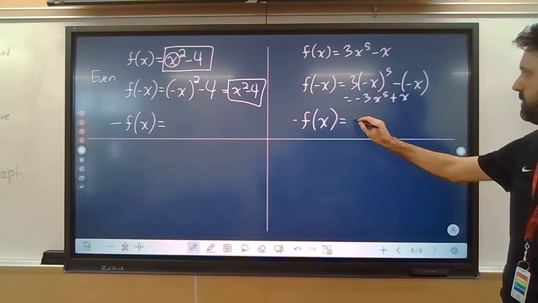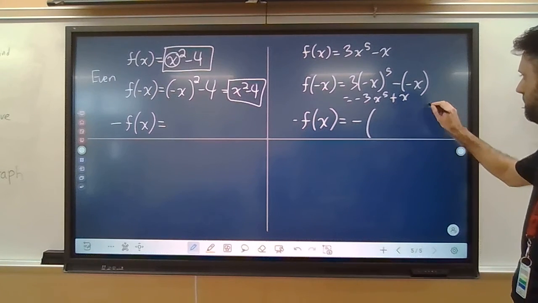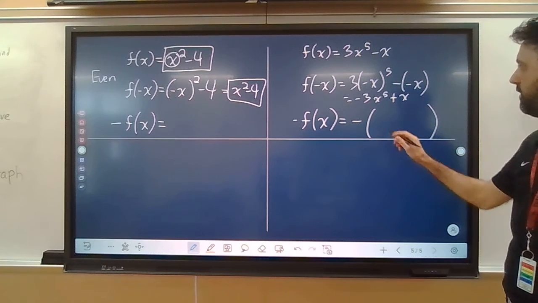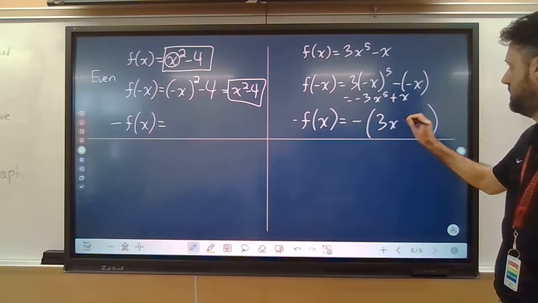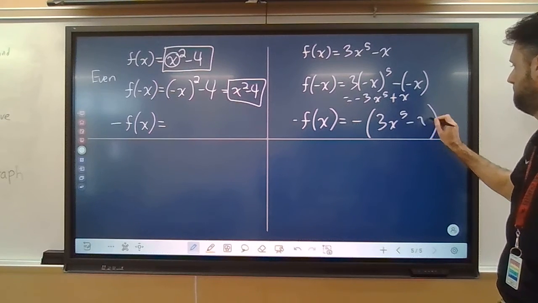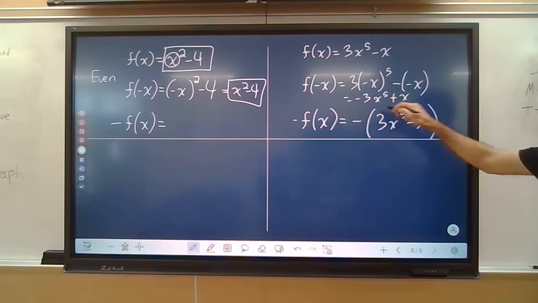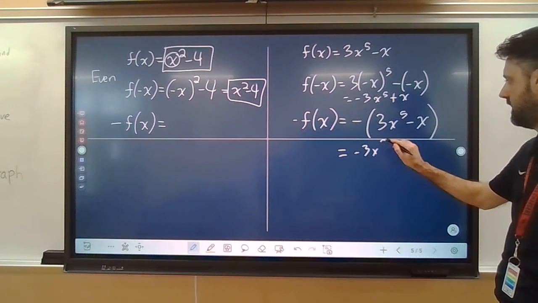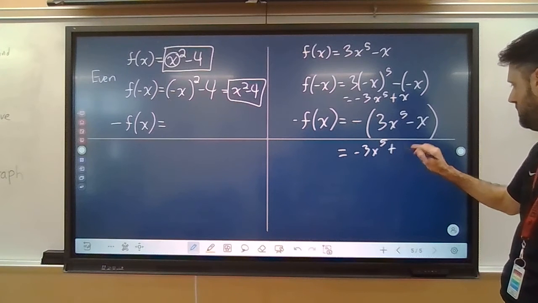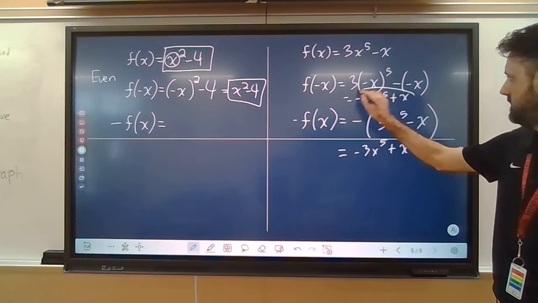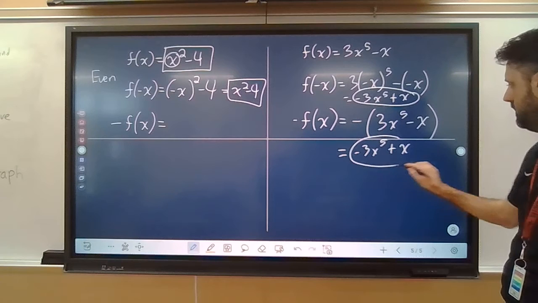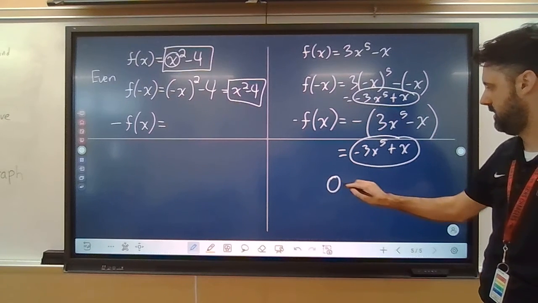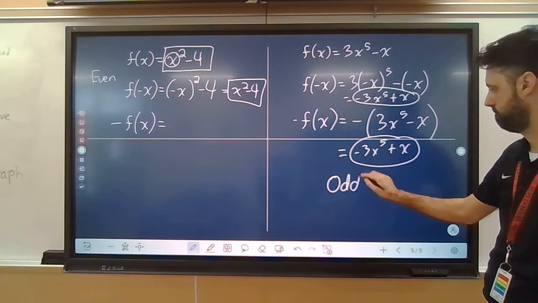Now I'm going to look at negative f of x. So what that does is we put a negative parentheses, and I'm just going to take the original f of x function, drop it into this parentheses. This is how we do negative f of x here. Okay, now I'm going to distribute the negative, and so we get negative 3x to the 5th plus x, and these two are equivalent. So when f of negative x and negative f of x are equal, it is an odd function right there.